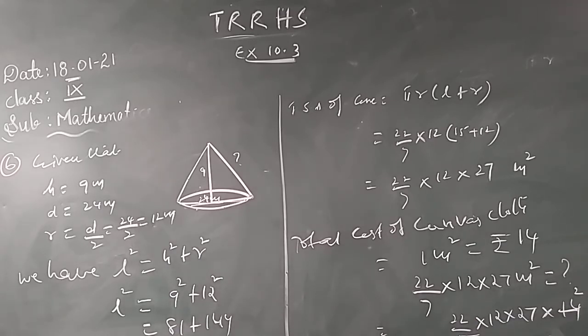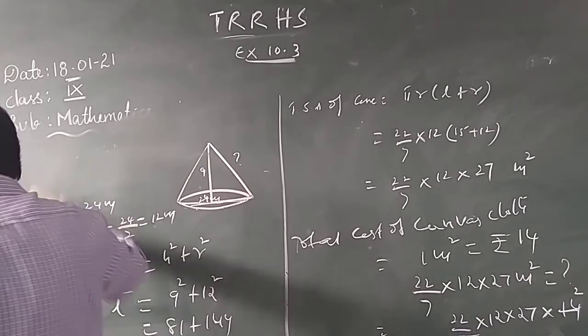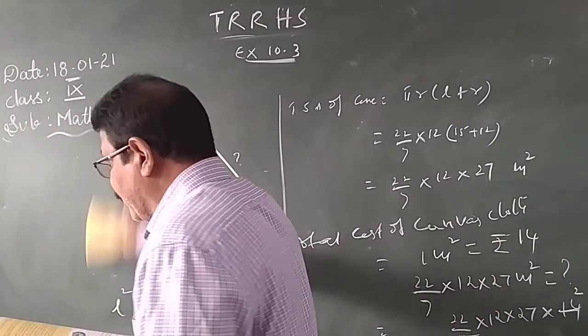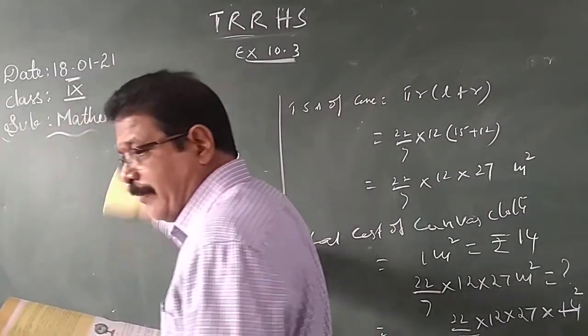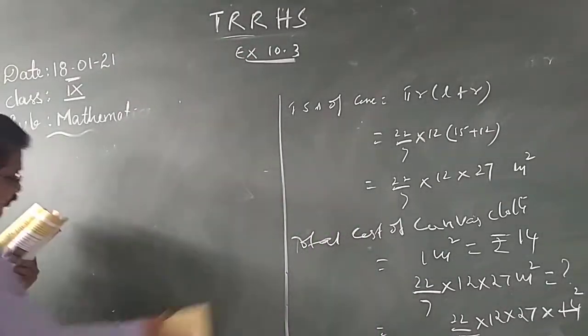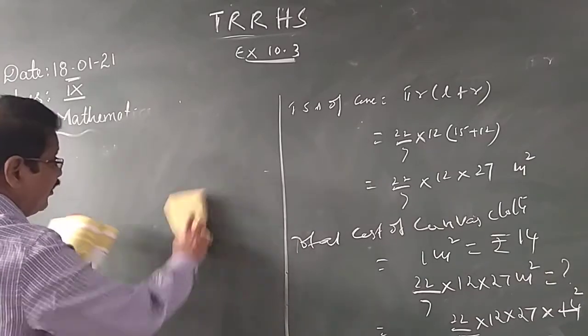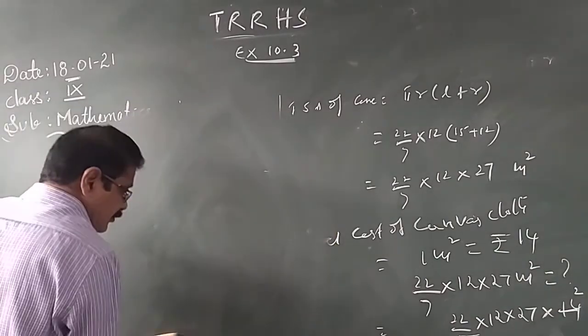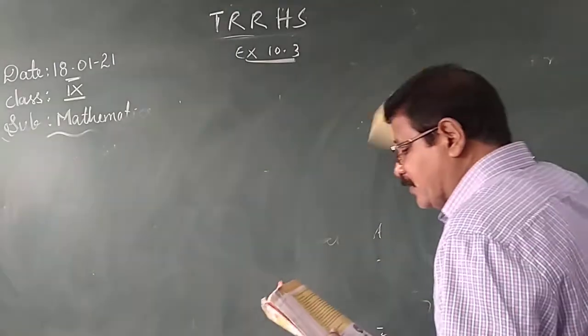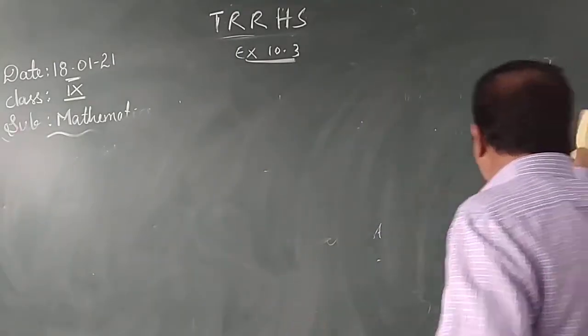Next, I go for the 7th problem, children. The covered surface area of a cone is 1159 5 by 7 square centimeters. The area of its base is 254 4 by 7 square centimeters. Find its volume. 7th question.